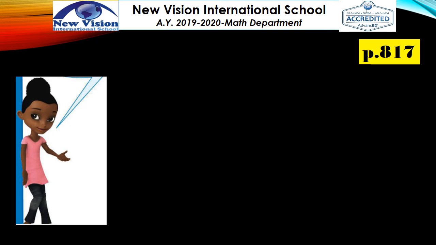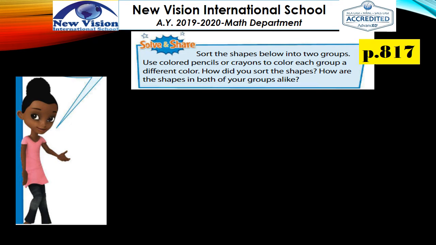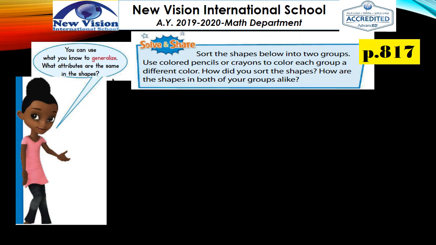Kindly open it. We have the solve and share. Sort the shapes below into two groups. Okay, so we have the shapes. Use colored pencils or crayons to color each group a different color. So we have the questions: how did you sort the shapes? How are the shapes in both of your groups alike?